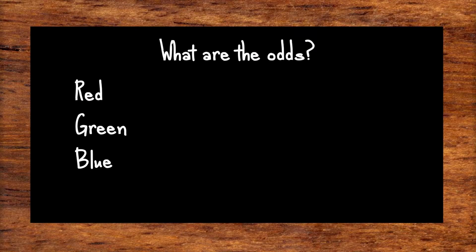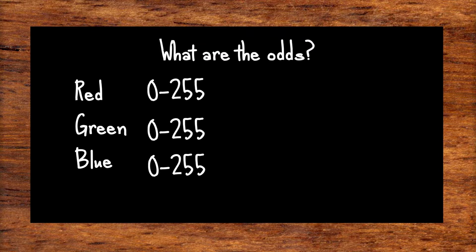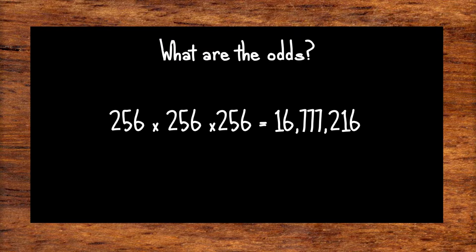The computer uses RGB color, which stands for red, green, and blue. There are 256 shades of each color ranging from 0 to 255. The combination of these shades makes a color. If you take 256 to the third power, since there are 3 color shades, you get 16,777,216. And that's just for a single pixel.